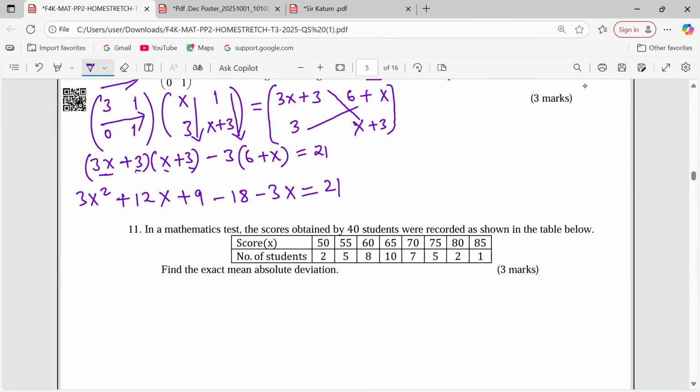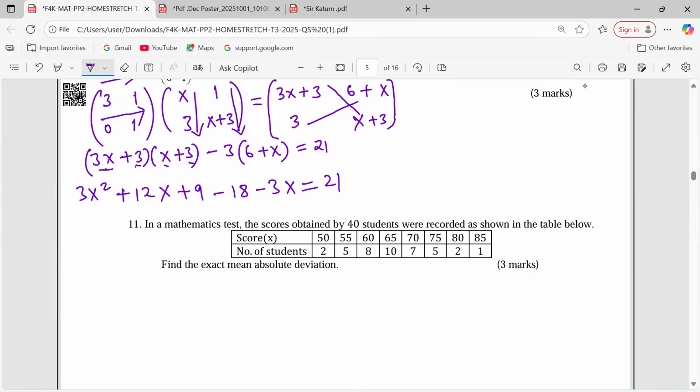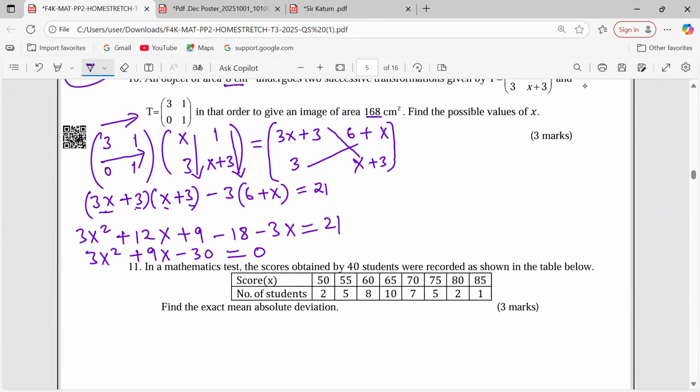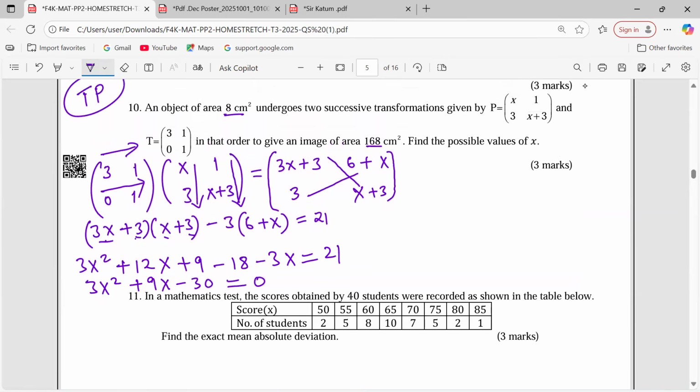We can group terms together and have 3x squared. 12x minus 3x gives us positive 9x. 9 minus 18 minus 21, that shall be negative 9 minus 21, giving us negative 30, equals 0. Yeah, equals 0.